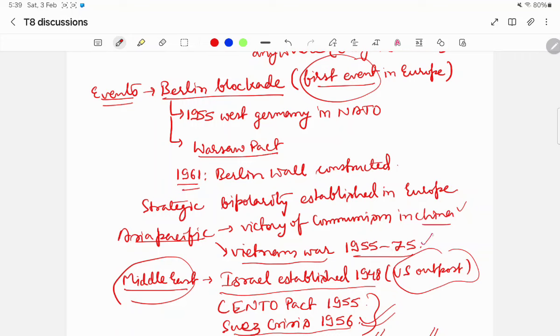And then there was the Vietnam War, which extended for 2 decades, and it decreased the hegemony of the Americans in the Asian countries.